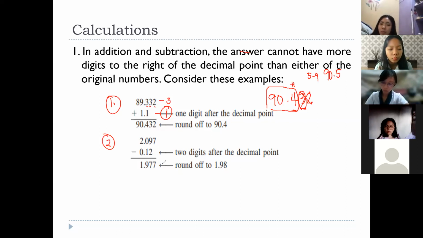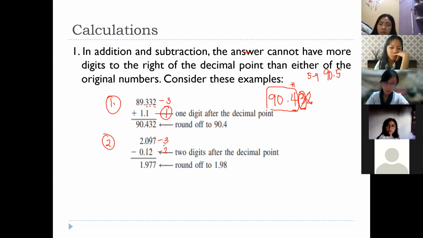2.097 minus 0.12 is 1.977. Before you put your final answer, you have to count the decimal points again. So, we have 1, 2, 3. So, you have 3 here, and 1 and 2. So, you have 2 on the second given.